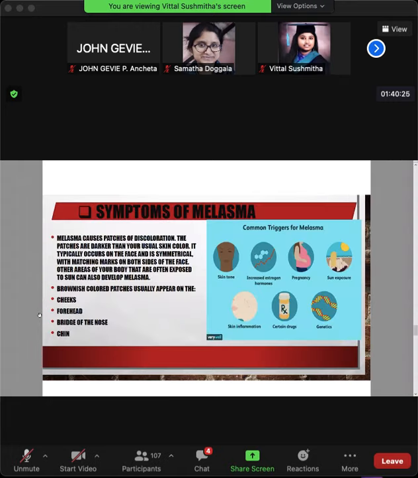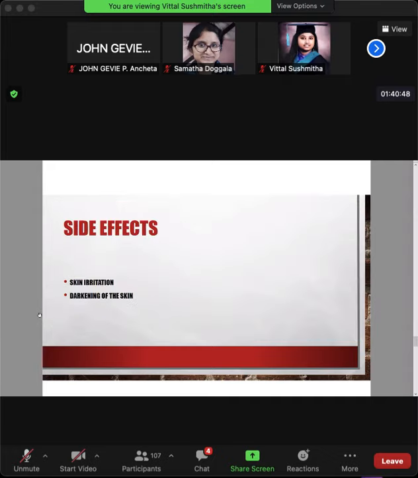Symptoms of melasma. Melasma causes patches of discoloration. The patches are darker than your usual skin color. It typically occurs on the face, symmetrically, with matching marks on both sides of the face. Other areas of your body that are often exposed to sun can also develop melasma. Brownish patches usually appear on the cheeks, forehead, bridge of the nose, and chin. Next slide. Side effects are skin irritation and darkening of the skin. Next slide.